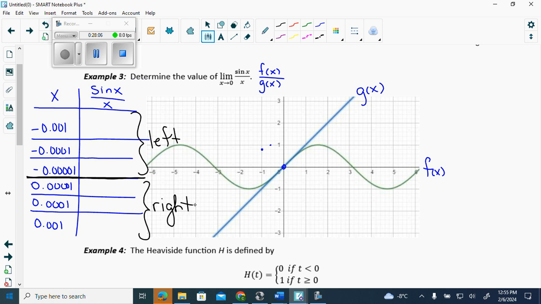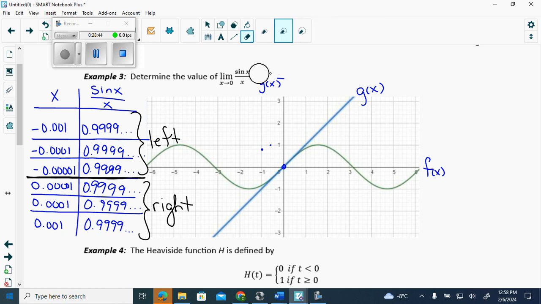So when I type in negative 0.001, I get 0.9999999. And then when I type in the next value, I get aggressively a lot of 9s. What's it getting closer and closer to? 1. So this equals 1.